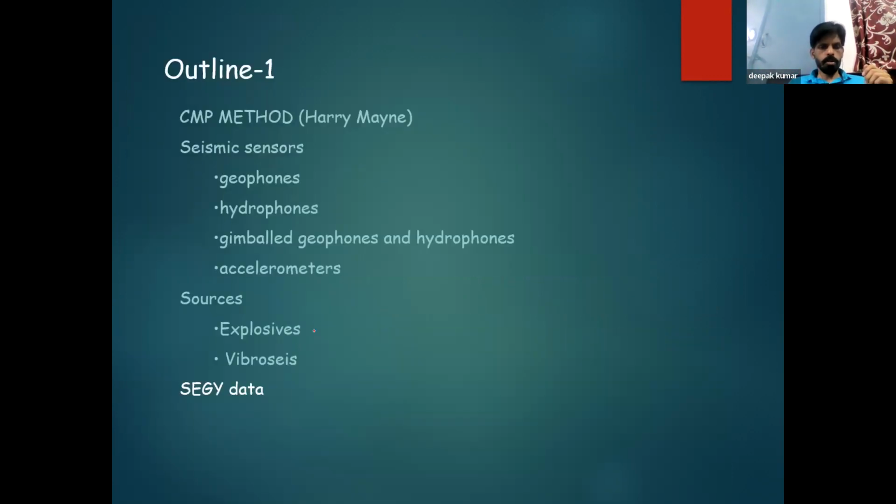So we talked about the vibroseis and explosive. Now we'll be talking about SEG-Y data. So I'll explain what SEG-Y data is. Suppose you went to a seismic survey. There is a geophone here, and the seismic trace looks like this.